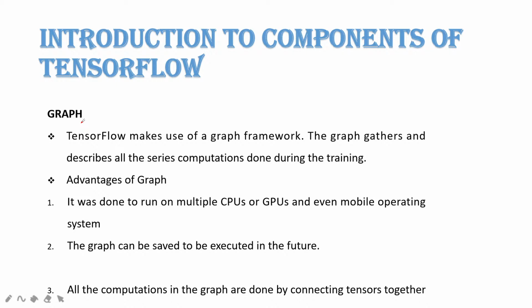And here we have a graph. What is a graph? TensorFlow makes use of the graph framework only. Why are we using this graph framework? Because we need to gather a series of computations during the training. The advantage of a graph is that you can run it on a CPU or on a GPU or the mobile operating system. So the graph can be saved to be executed in the future, connecting the tensors together. So this is the introduction to components of TensorFlow.